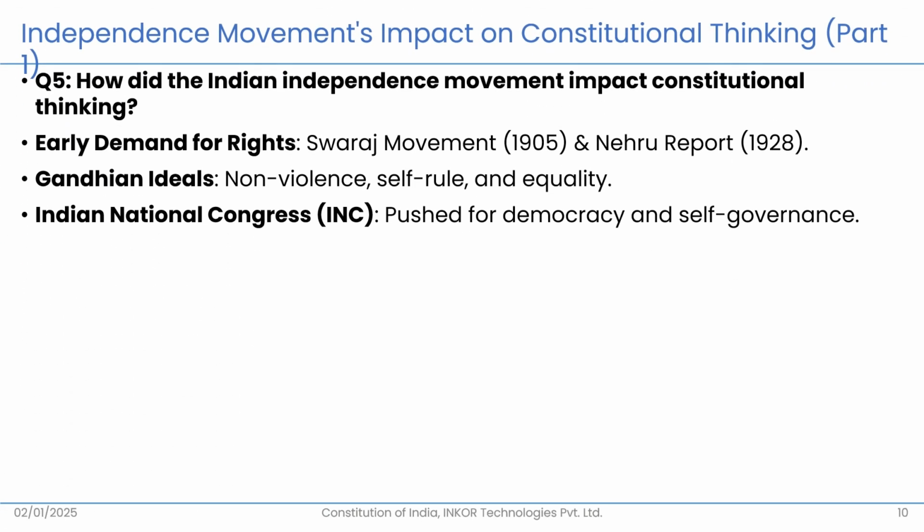India's independence movement played a crucial role in shaping constitutional thinking. Early demands for rights began with movements like the Swaraj movement of 1905 and the Nehru Report of 1928, which advocated for self-rule and fundamental rights. Mahatma Gandhi's ideals of non-violence, self-rule and social equality deeply influenced the Constitution's emphasis on justice and democracy. The Indian National Congress (INC) continuously pushed for greater political representation, eventually leading to discussions on a democratic system for independent India.